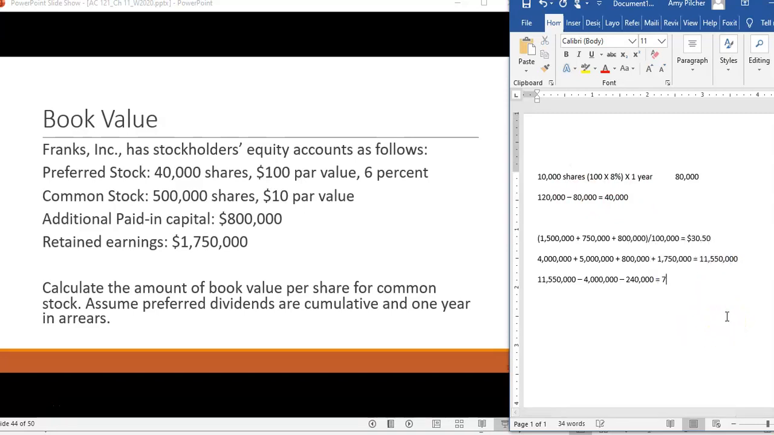Which is $7,310,000. We divide that amount by our 500,000 shares, and that gives us a book value per share of $14.62.